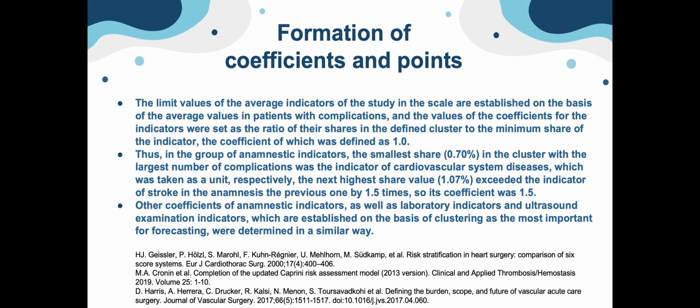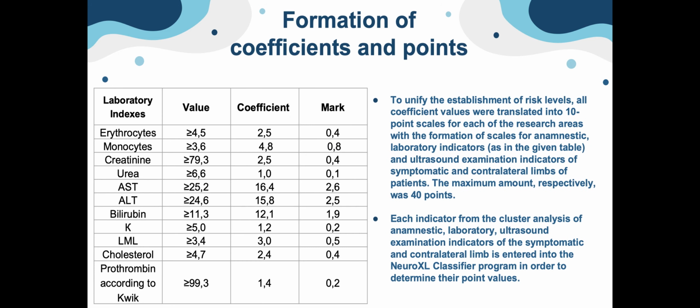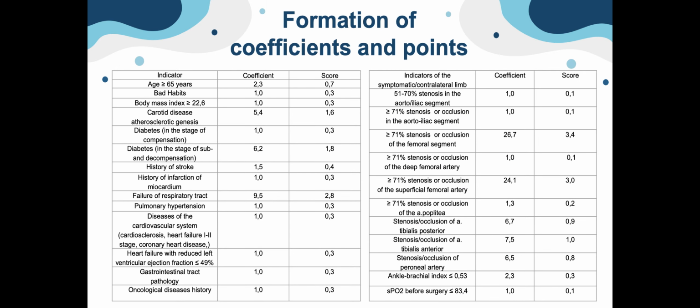After we finished these three stages, we formed the coefficient and points. First scale, the scale of the analysis. The maximum amount respectively was 40 points. Coefficients were converted to the 10-point scale, and each indicator from the cluster analysis of anamnestic, laboratory and ultrasound examination indicators of the symptomatic and controlled limb was entered into the NeuroXL classifier program in order to determine their point values. These are the analysis indicators, coefficients and scores, and indicators of the symptomatic and contralateral limb.